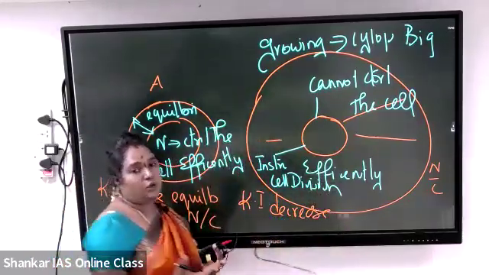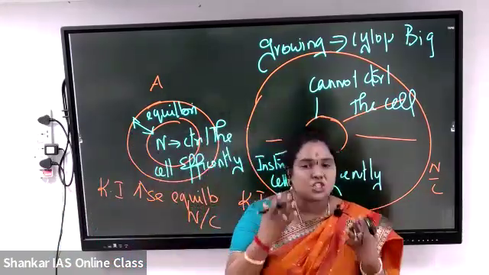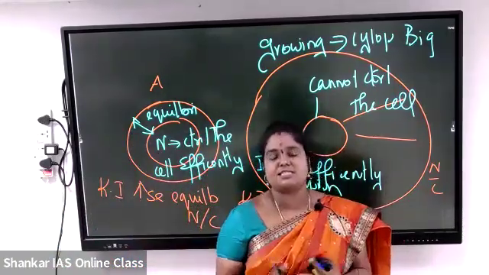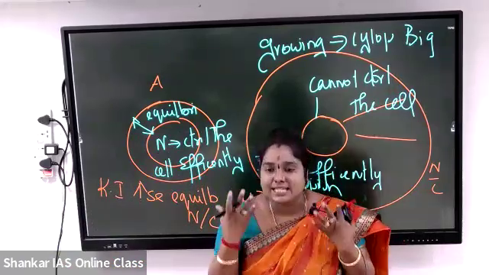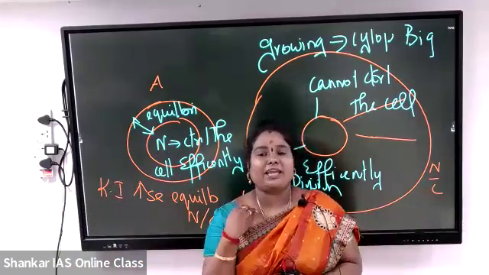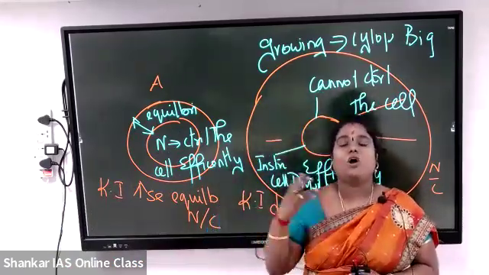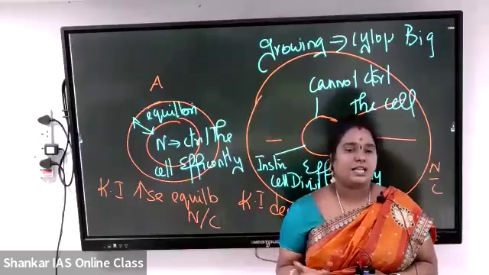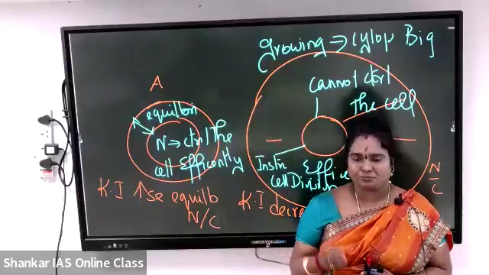So what do you understand now? When does the cell undergo cell division? When there is a change or a disturbance in the karyoplasmic index ratio. So when there is a disturbance in the karyoplasmic index ratio, the cell will automatically undergo cell division. Are you able to understand now?